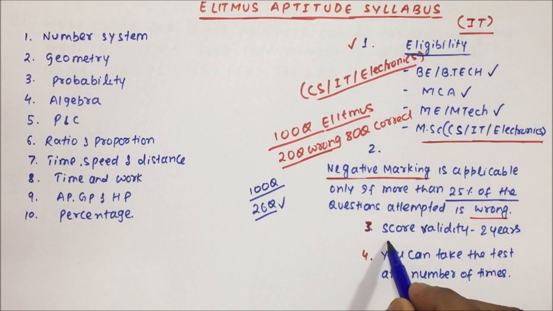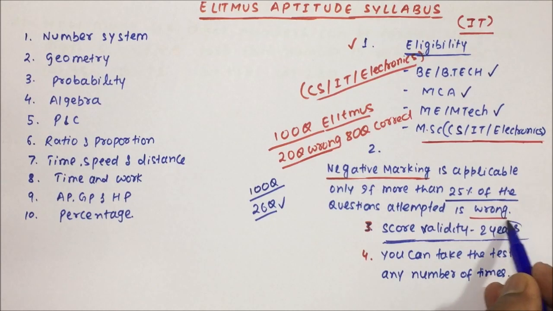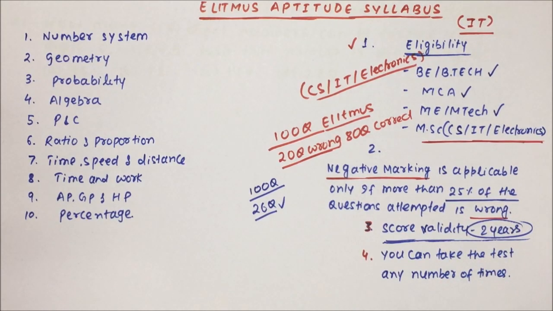And friends, your score validity: your score will be valid for 2 years. Now friends, many students will be asking, sir, what score or what percentile should I score so that the company will be able to call us? So friends, it totally depends upon the company, and you have to score the maximum which you can. It is not like I will say score 75%, score 90%, score 98%, no. You have to score the maximum which you can.